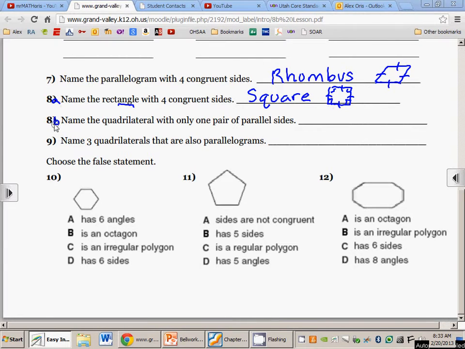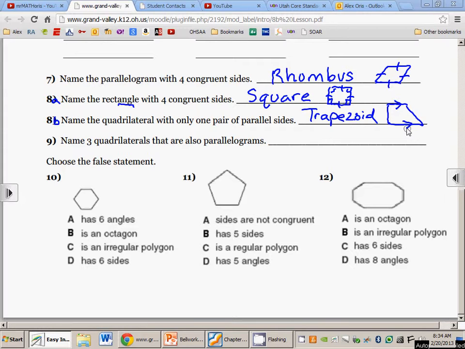Name the quadrilateral with only 1 pair of parallel sides. Gabby? Trapezoid. That's a trapezoid. So if I have this side parallel to this side, but these 2 are not, there's your parallel symbols. So in our booklets, I asked people to use the parallel symbol. Use the equal side symbol. So there's some of them.